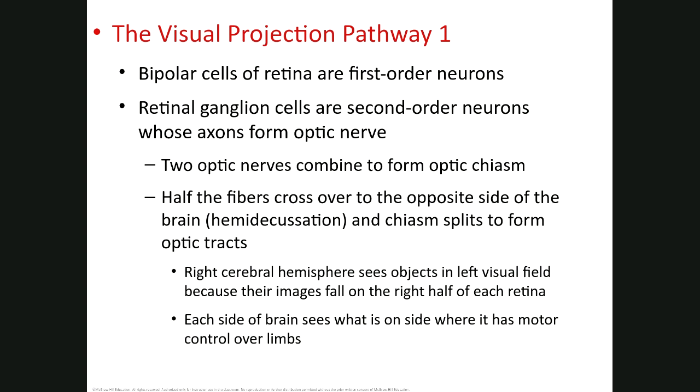The right cerebral hemisphere sees objects in the left visual field, and their images fall on the right half of the retina. The left cerebral hemisphere sees objects on the right visual field. Each side of the brain sees what is on the other side and will control the limbs also on the opposite side.